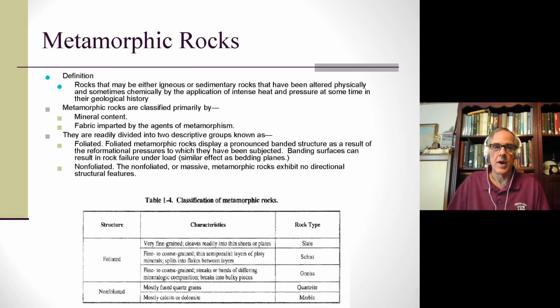Metamorphic rocks are rocks that may be igneous or sedimentary that have been altered physically. In other words, they start out as one of the other two, and under heat and pressure are returned to a different state. They're divided into foliated and non-foliated, which depend on their formation and whatever they were to start with. For example, non-foliated quartzite is mostly fused quartz grains, silicon dioxide, which we talked about earlier. If it's calcite or dolomite, it becomes marble.